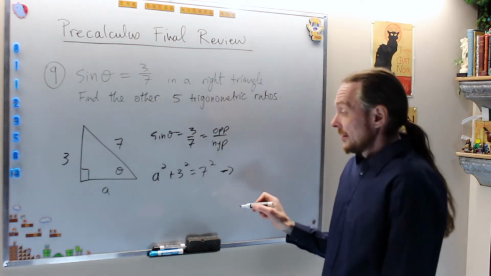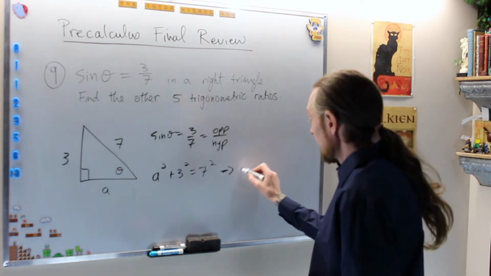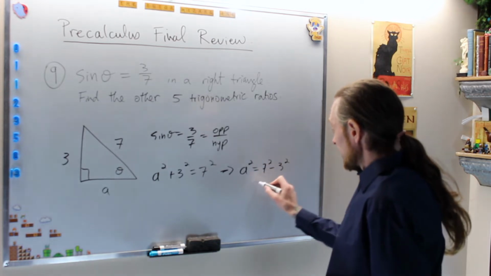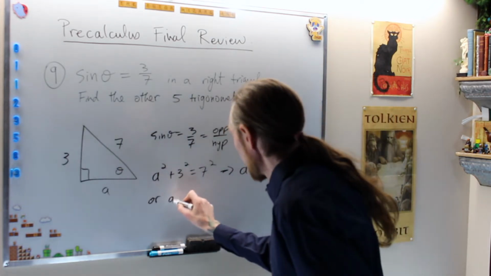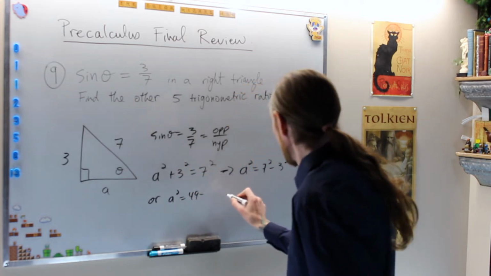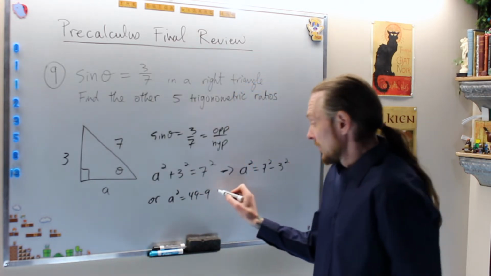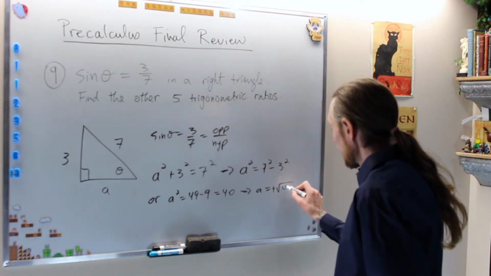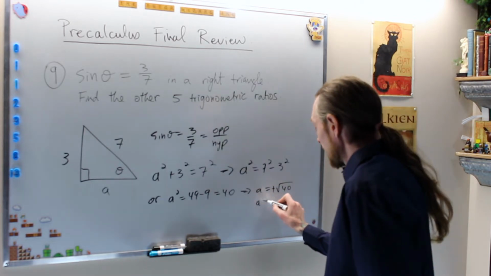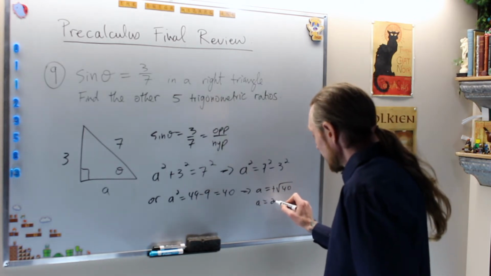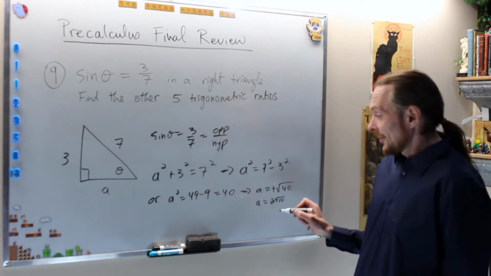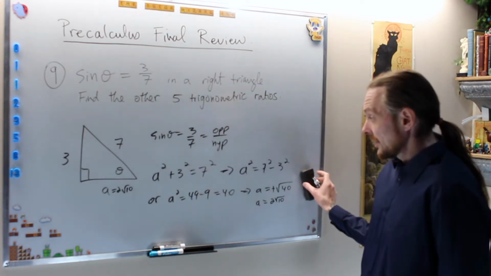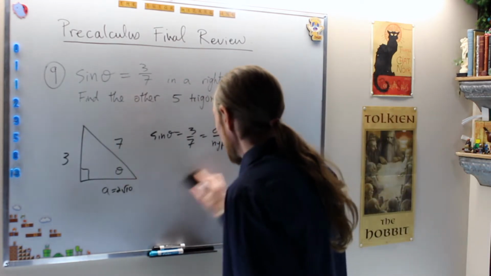Solving for a and picking the positive square root, we get a squared is equal to 7 squared minus 3 squared, or a squared is 49 minus 9, which is 40. This gives a is the positive square root of 40, or a is 2√10. What do we do with this information? We can continue by finding all 5 trigonometric ratios.